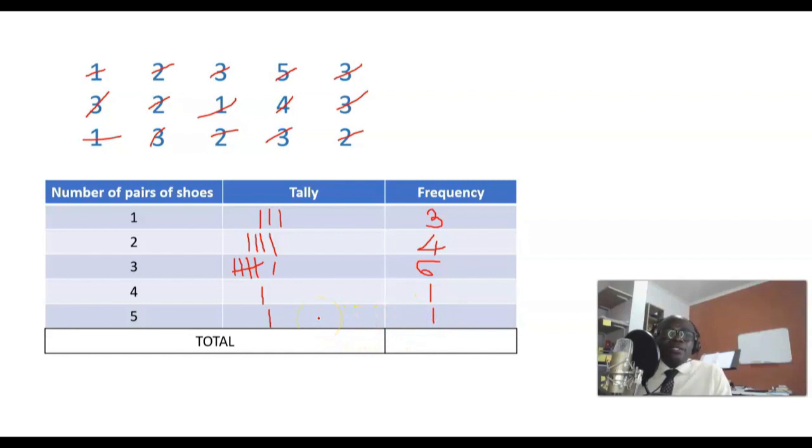Now, the next thing is we need to count the total of these different frequencies. So 3 plus 4 is 7, 7 plus 6 is 13, plus 1, 14, plus 1, 15. So the total is 15. So the total you get here gives you the total of all the children we asked. Okay, and that is how you produce a frequency table.